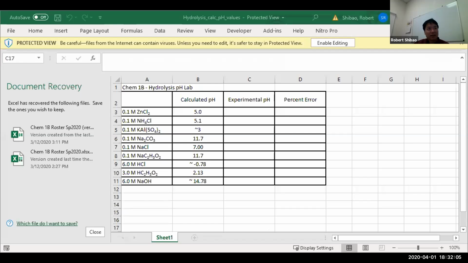All right, Don, this is what you're looking for. It's just this. So if you type in, let's say for zinc chloride, you had 6.7. Oh, I gotta enable editing.